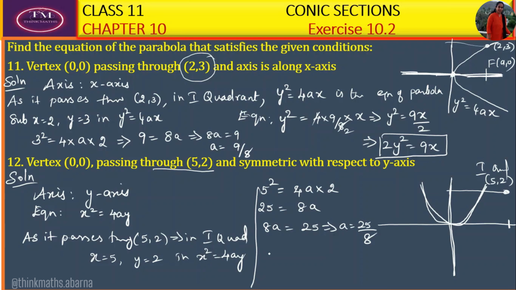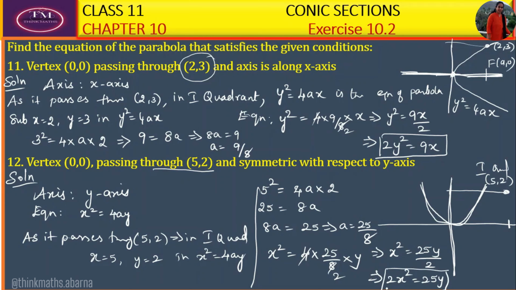Now what is the equation? x square equal to 4a, it is 25 by 8 into y. So 1 fours, 2 fours. So we will get x square equal to 25y by 2. That means 2x square equal to 25y. So this is the equation of the parabola.